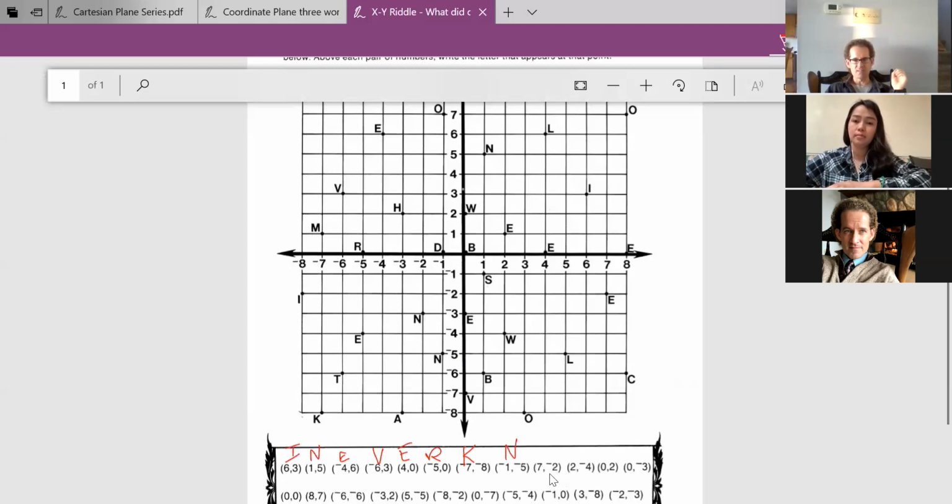And then it says +7, -2. So if I go over 7 and I go down 2, I'm in quadrant 4. That's everything down here. And that's point E. So I'm going to put an E right here. +2, -4. So I go over 2 and down 4. That looks like a W. And then I've got 0, +2. So that's right here, but I go up 2. So I'm at a W. Another W.